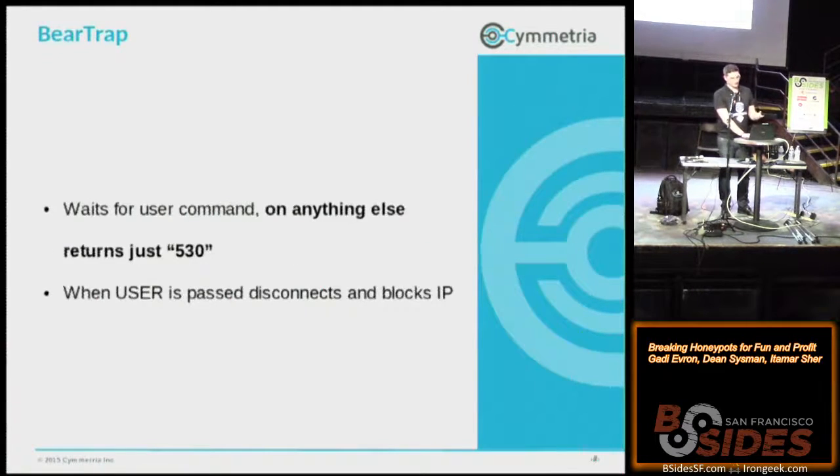So another way we found that you can detect Bear Trap is that for every query on FTP, it returns just 530. This is something that, for some of the functions of FTP, will never happen by the definition of the protocol. So this is another way that, no matter how you configure Bear Trap, we'll still be able to detect it.